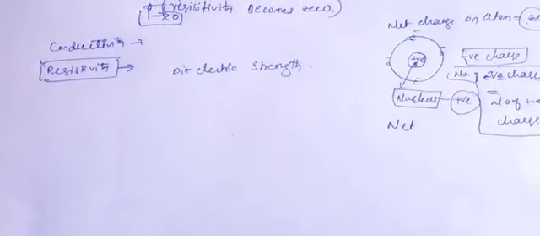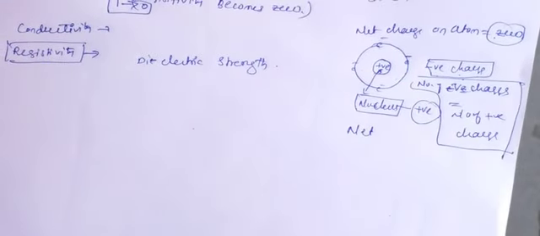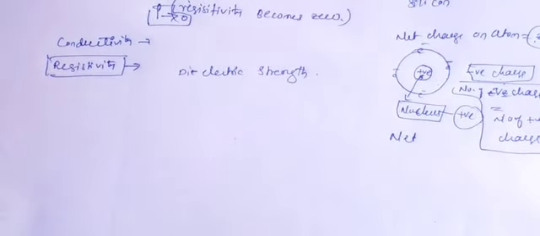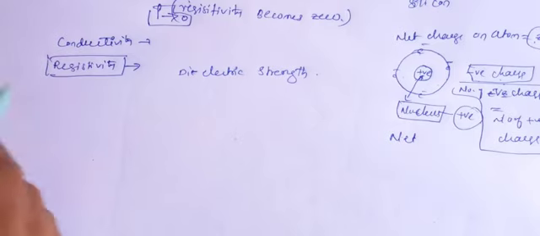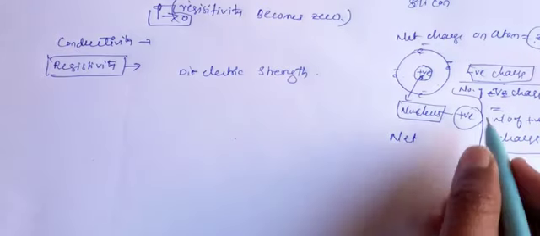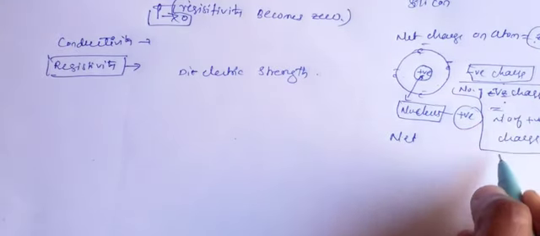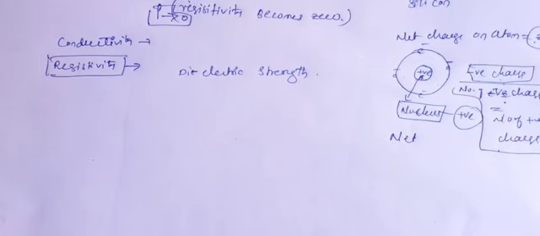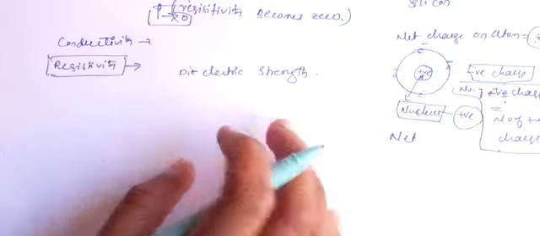Now see here, if the net charge on the atom is zero, then the number of positive charges must be equal to the number of negative charges. Negative charges mean electrons, and positive charges mean protons. If the number of protons is equal to the number of electrons, the net charge on the atom will become zero.